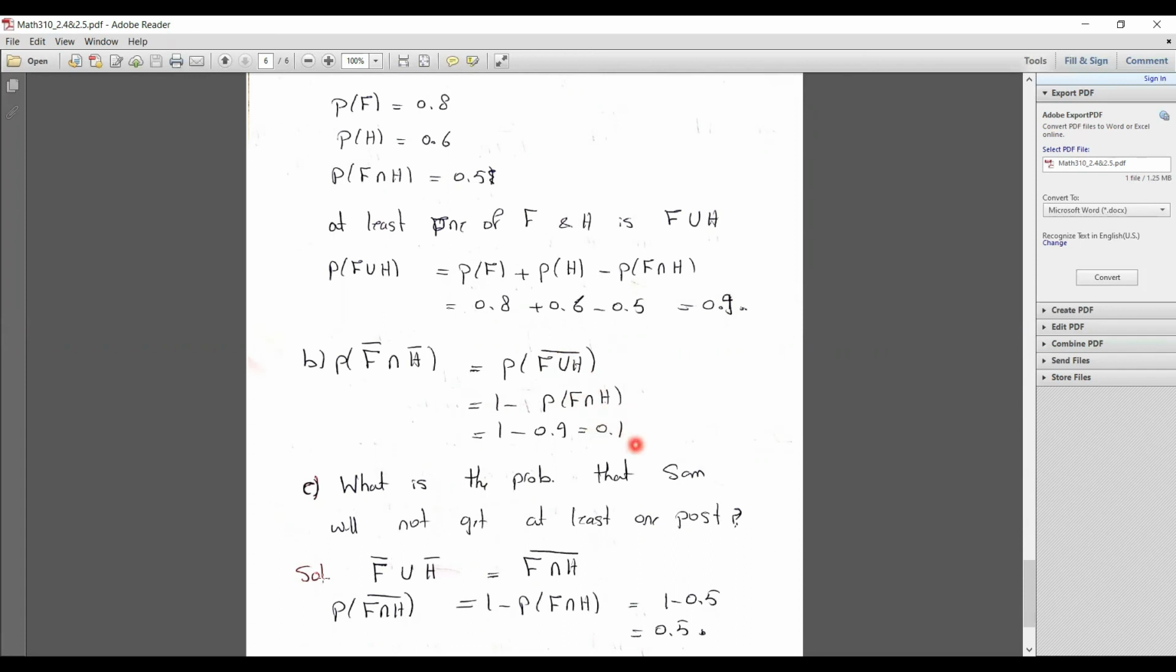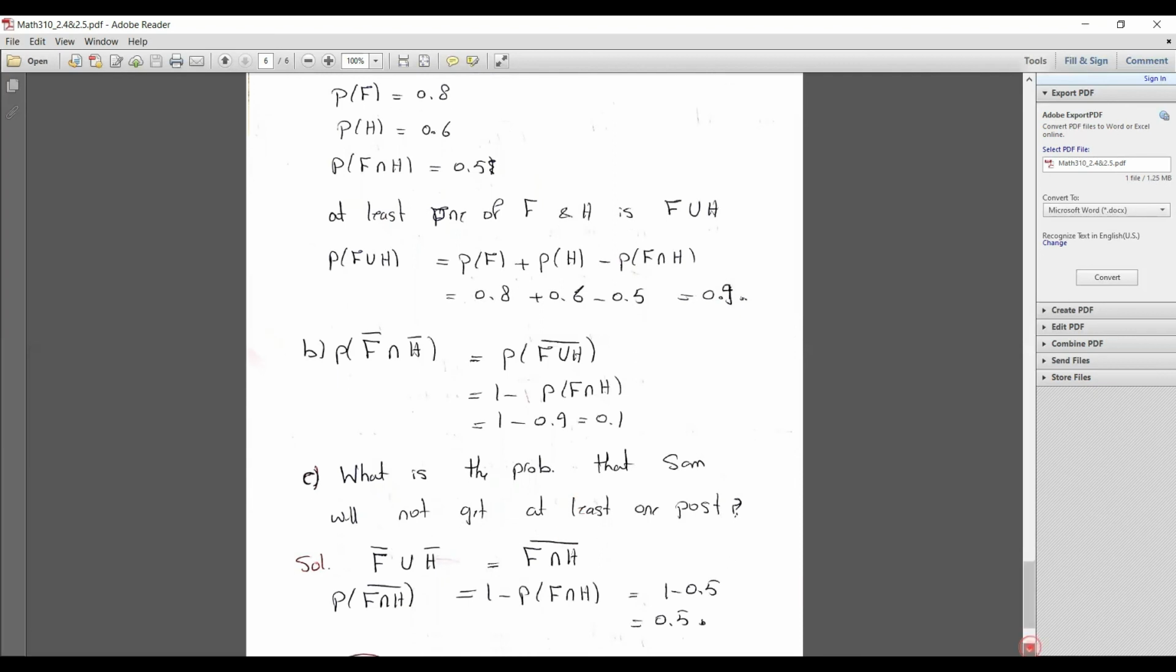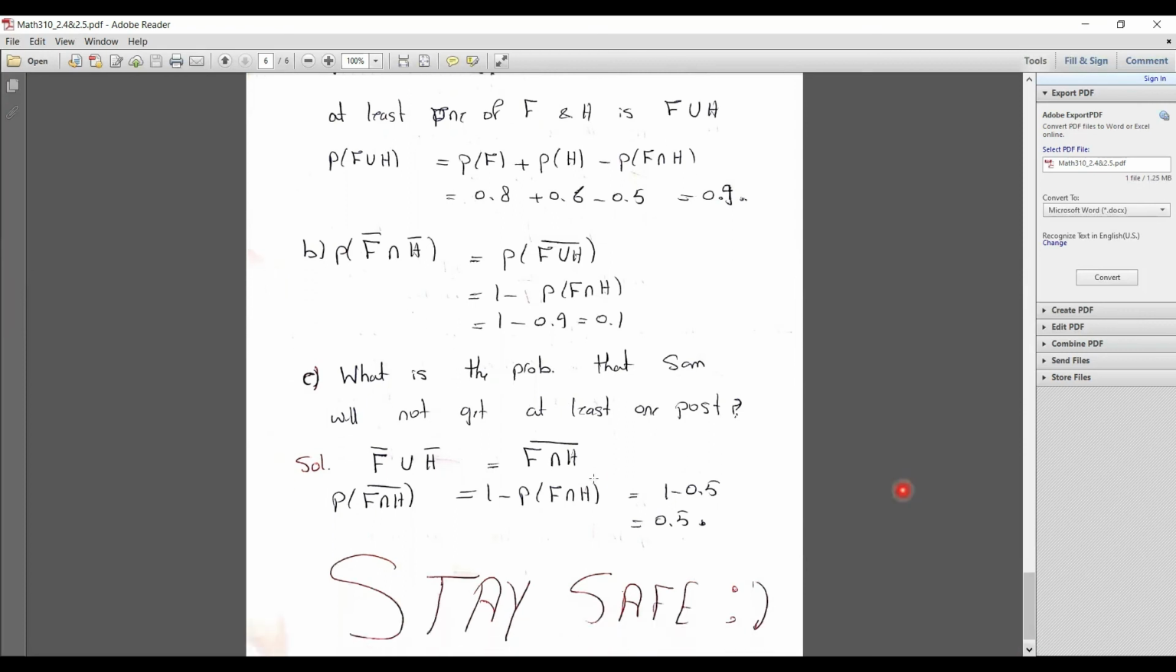Now in part C, what's the probability that Sam will not get at least one post? So what do we need here? Not F or not H, which is F intersect H bar, so it will be 1 minus P of F intersect H, which is 1 minus 0.5, equal to 0.5.